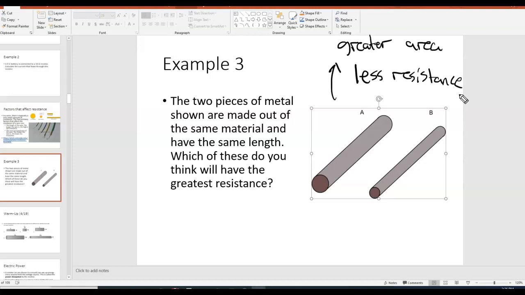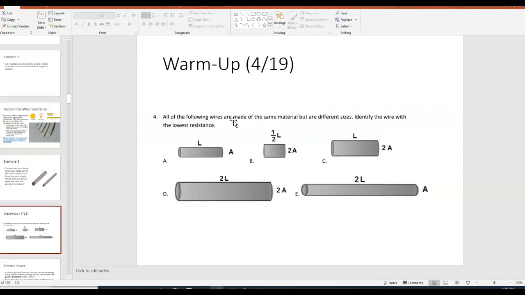Okay, because it's thinner, it's going to be more difficult for those electrons to travel through, and therefore it's going to have a higher resistance. Okay, so just a really simple example with that. Pause it there if you need to look at that. And then just one more really quick problem.